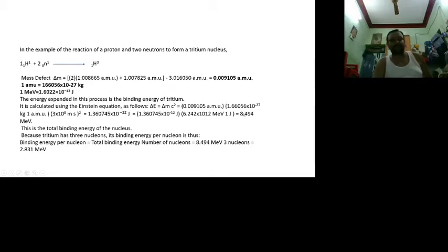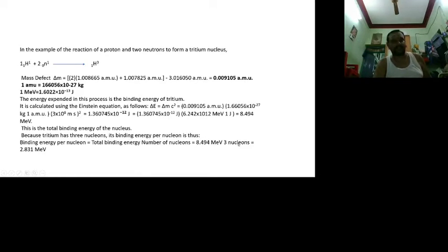So you are finally getting some amount of energy. That joules value divided by 1.602 gives, when multiplied, 8.494 million electron volts. So this is the total binding energy of the nucleus, because deuterium has 3 nucleons.